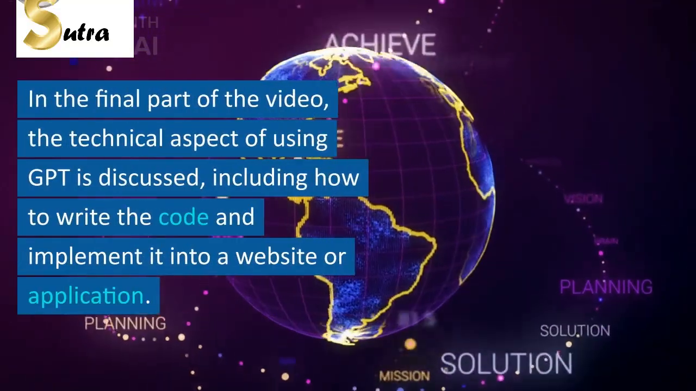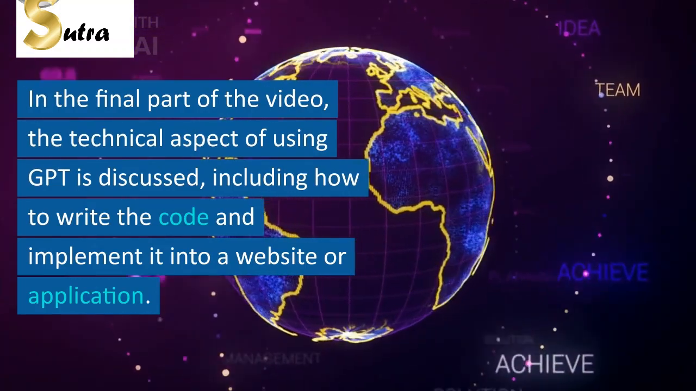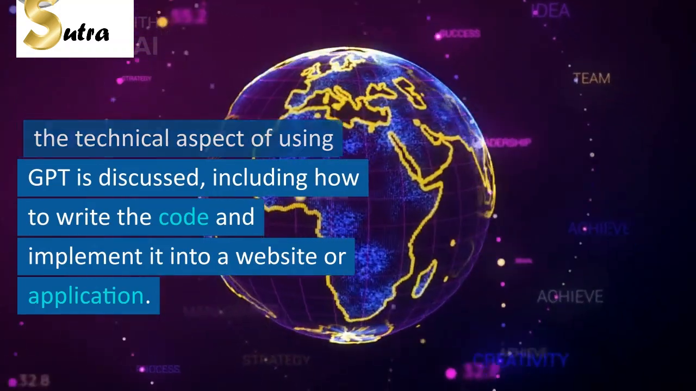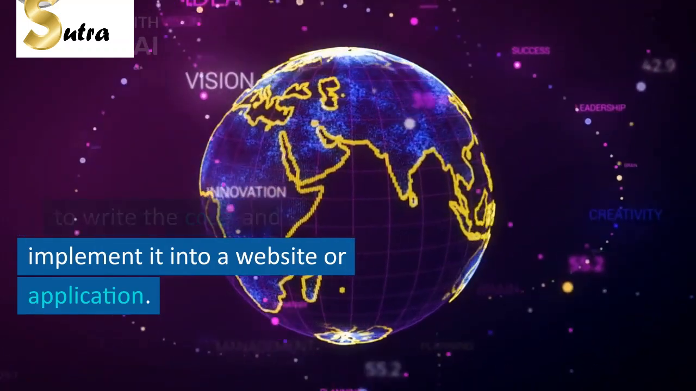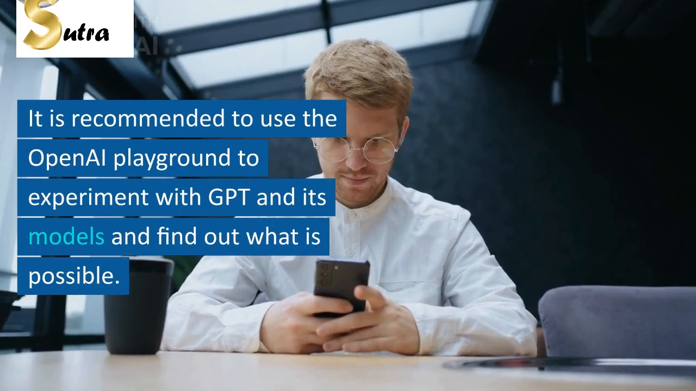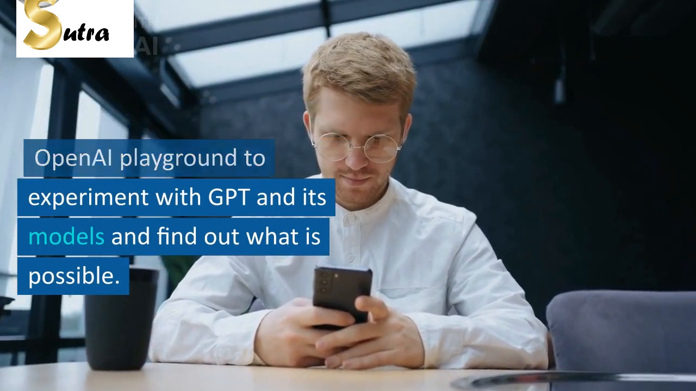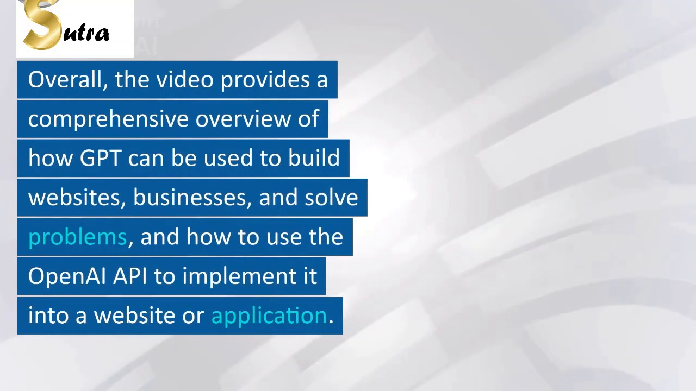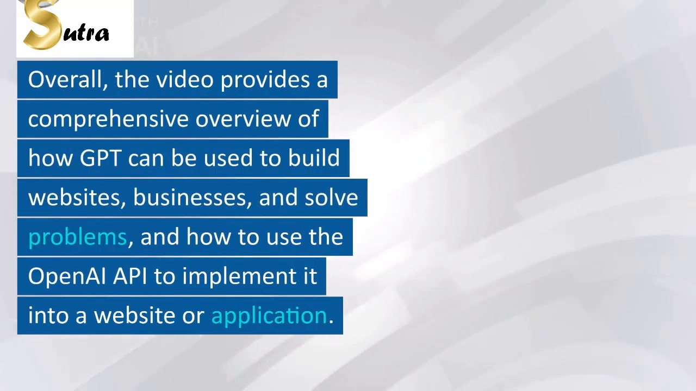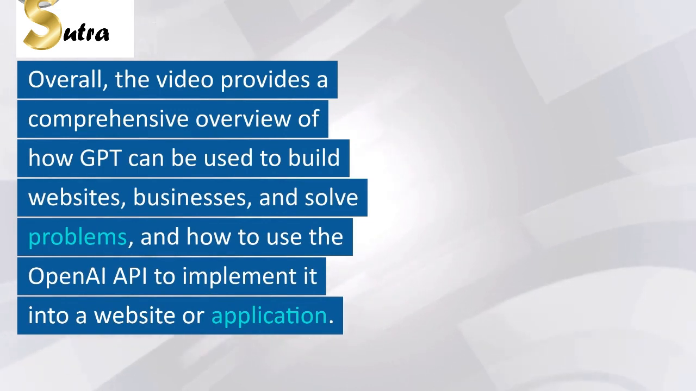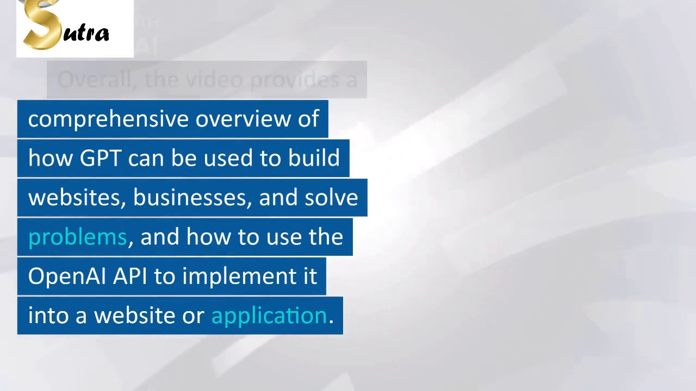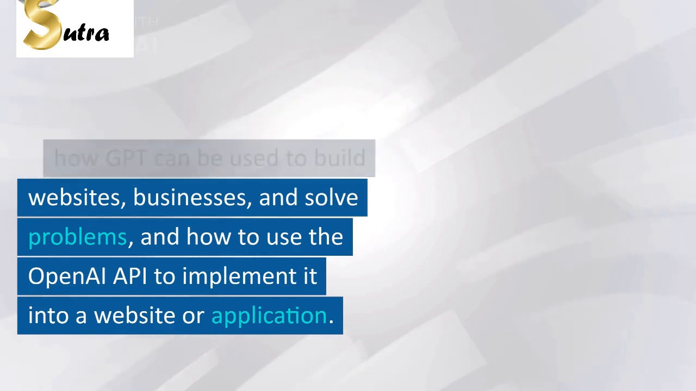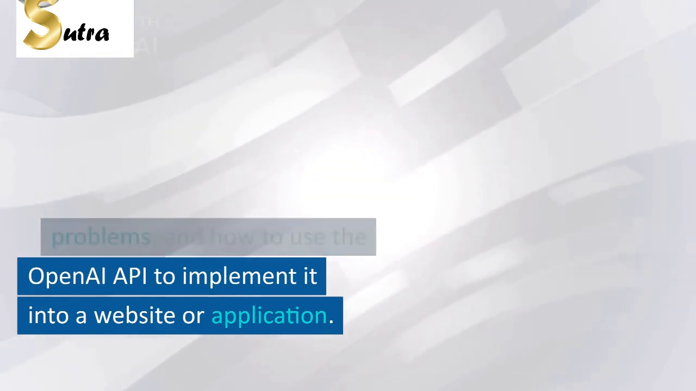In the final part of the video, the technical aspect of using GPT is discussed, including how to write the code and implement it into a website or application. It is recommended to use the OpenAI Playground to experiment with GPT and its models and find out what is possible. Overall, the video provides a comprehensive overview of how GPT can be used to build websites, businesses, and solve problems, and how to use the OpenAI API to implement it into a website or application.